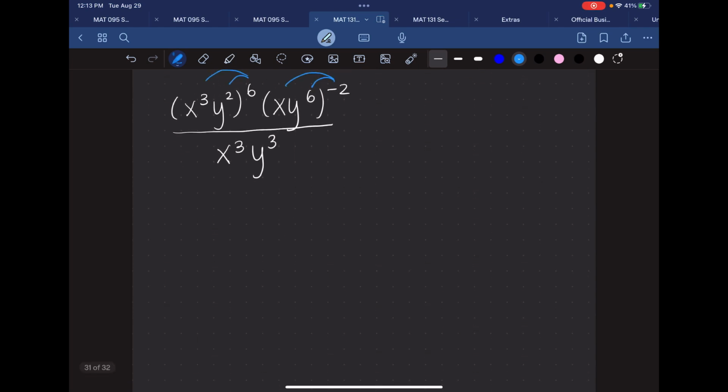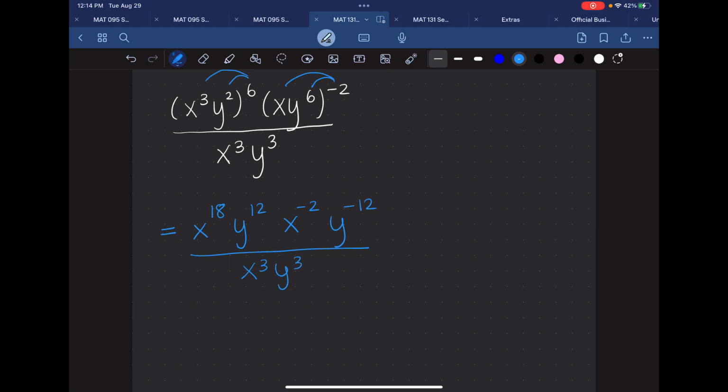So I have x cubed to the 6th, or x to the 3 times 6, which is 18, and then y squared to the 6th, or y to the 2 times 6, so y to the 12. Now I have x to the negative 2, and a y to the 6 times negative 2, or negative 12. And then I divide this by x cubed, y cubed.